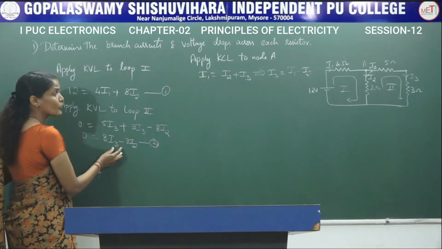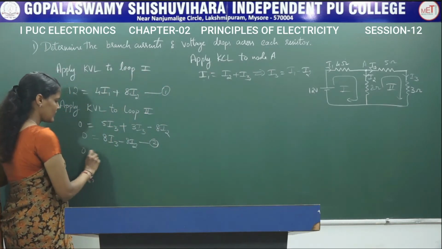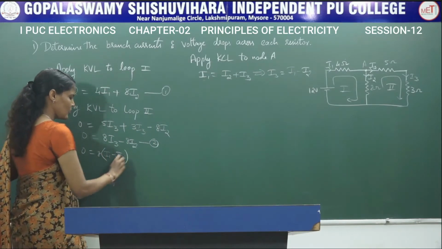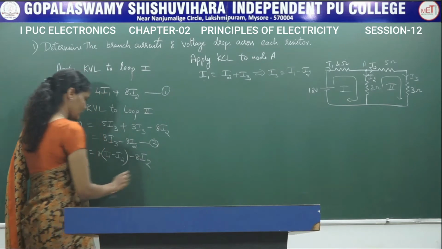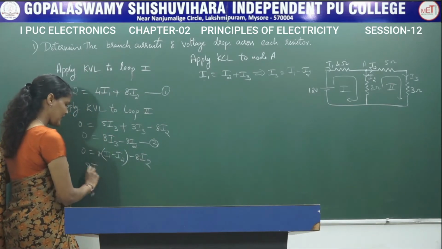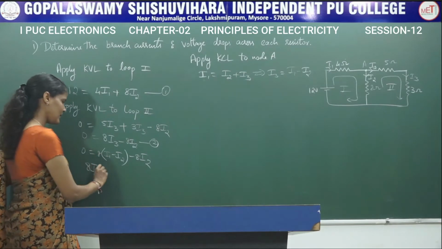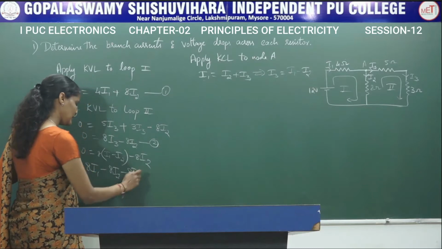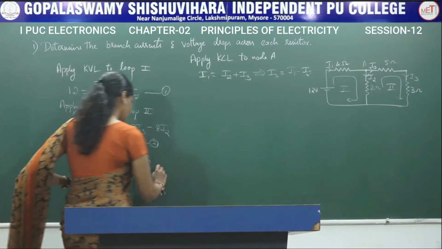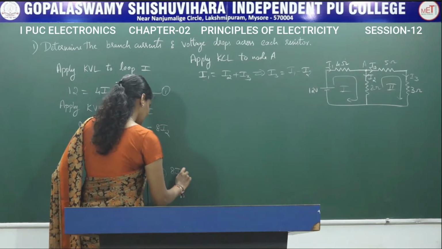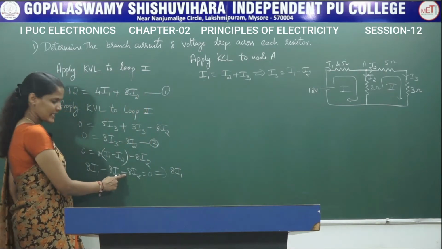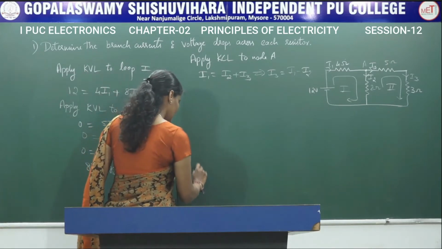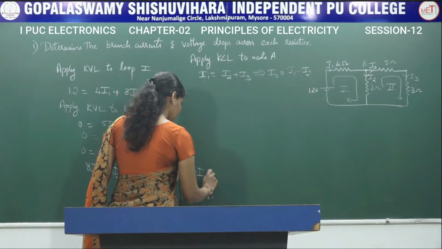So, let us substitute for I3 from that. 0 is equal to 8 into (I1 minus I2) minus 8 I2, which gives 8 I1 minus 8 I2 minus 8 I2 equal to 0, which gives me 8 I1 minus 16 I2 is equal to 0.